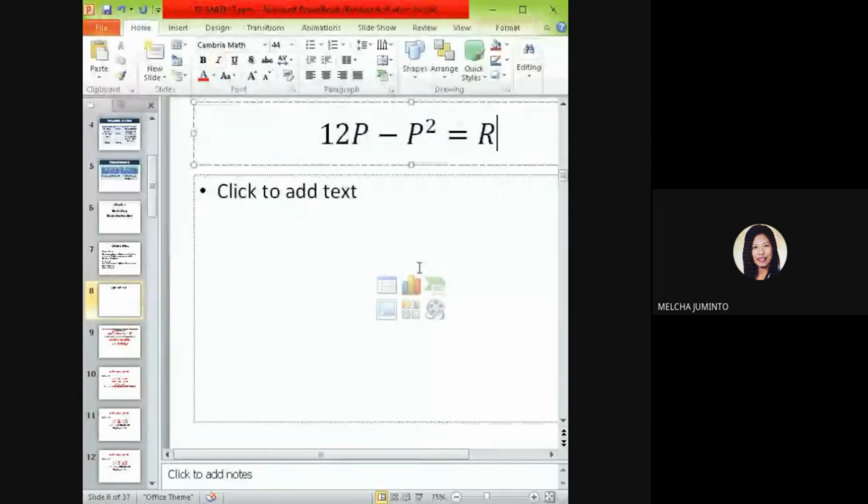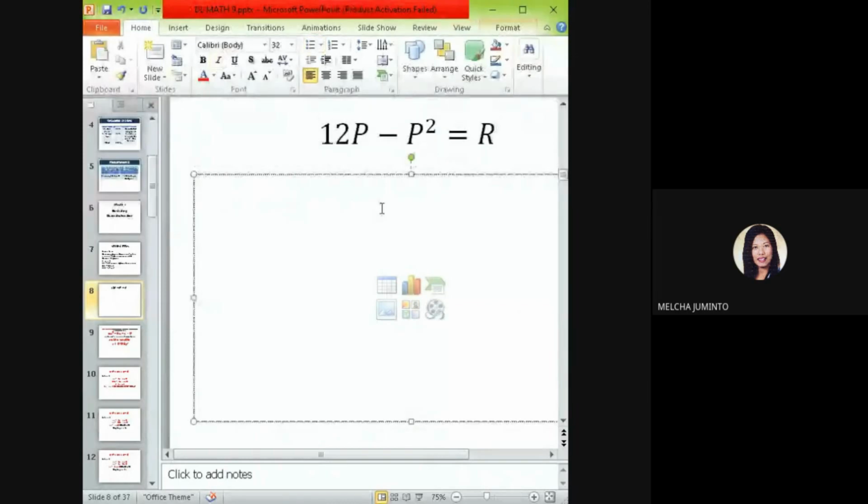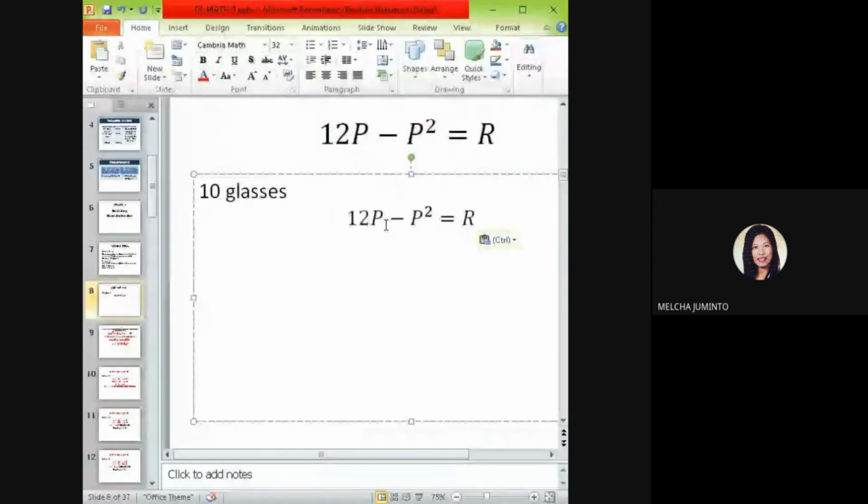Let's say, for example, I will prepare 10 glasses. I want to know how much will be my revenue if I prepare 10 glasses of lemon juice. I will use this equation, and then I will replace P with 10. I will write 12. Instead of P, I will now be using 10 as the value of P. Minus, same here, instead of P, I will use 10, then squared.